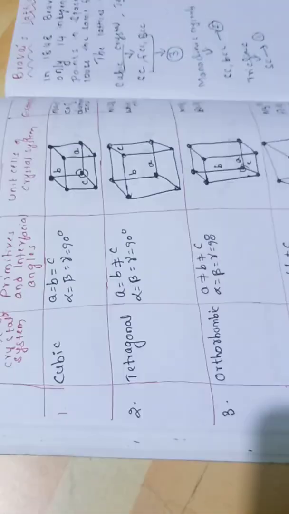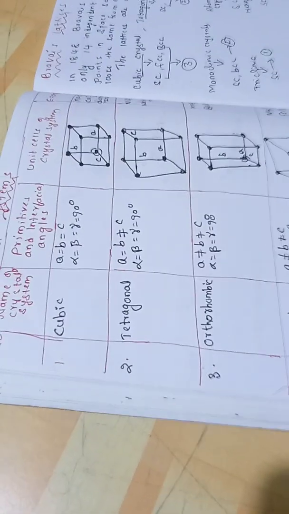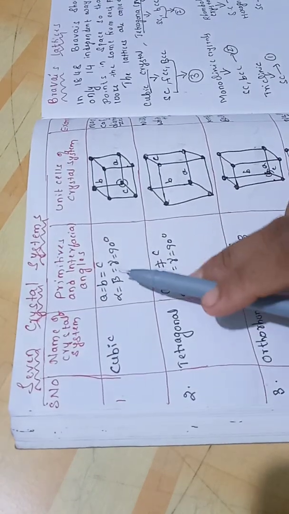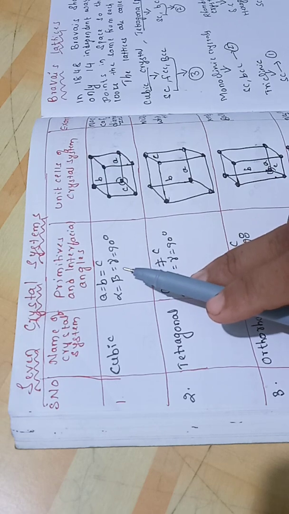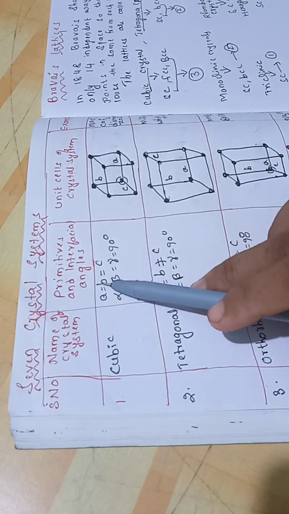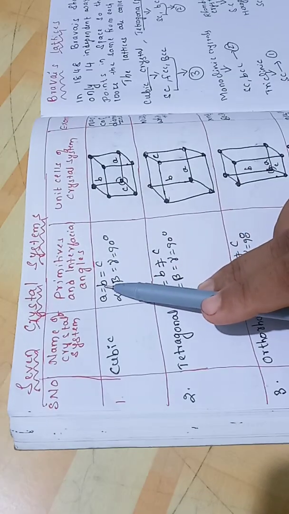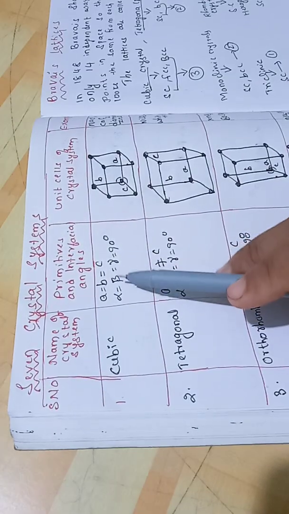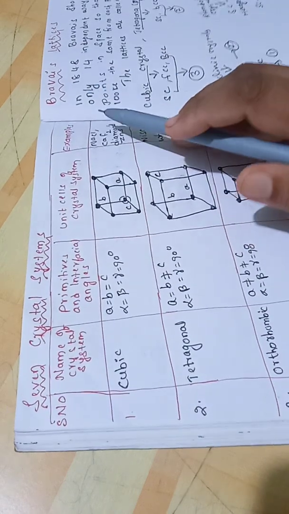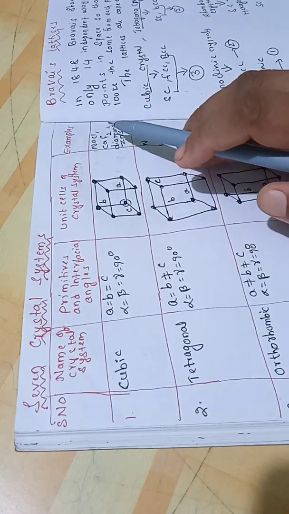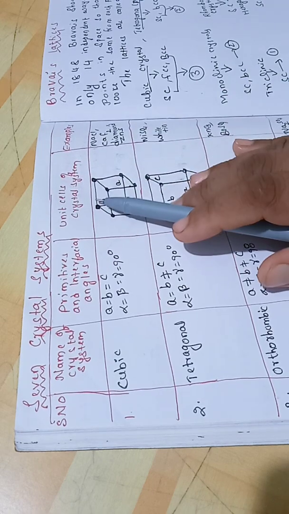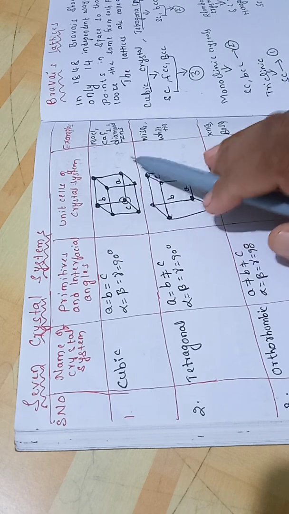Right? Now let us go for the 7 crystal structures. So here we are having 7 crystals. First one, cubic. The primitive cell has a equal to b equal to c, alpha equal to beta equal to gamma equal to 90 degrees, and examples are NaCl, CaF2, etc. And this is the structure of cubic crystal. At 8 corners, 8 lattice points are there.